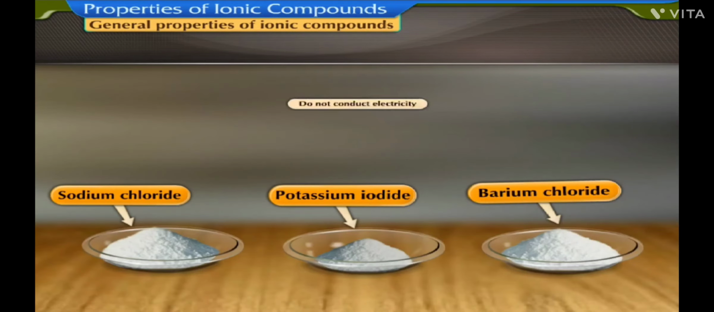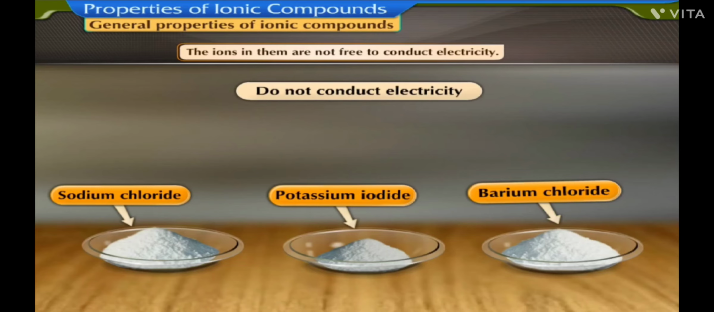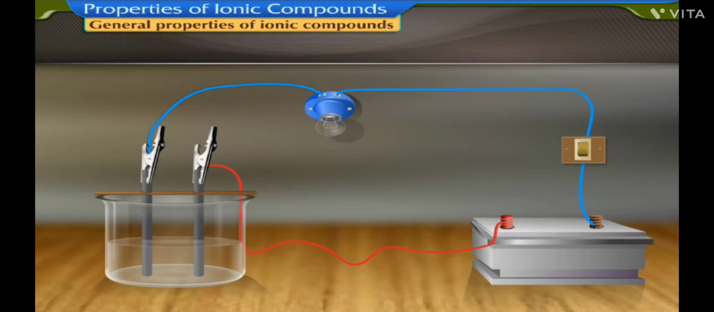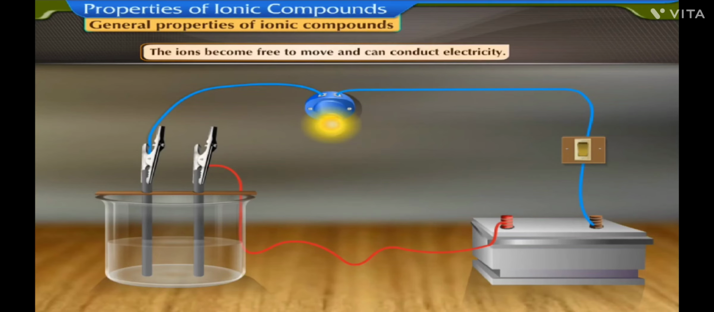Solid ionic compounds do not conduct electricity because the ions in them are not free to conduct electricity. When these compounds are dissolved in water or when they are melted, the ions become free to move and can conduct electricity.